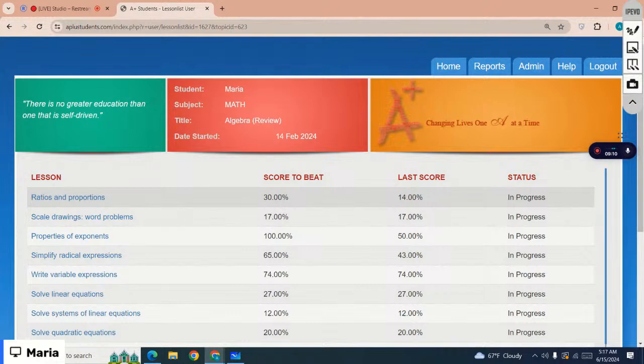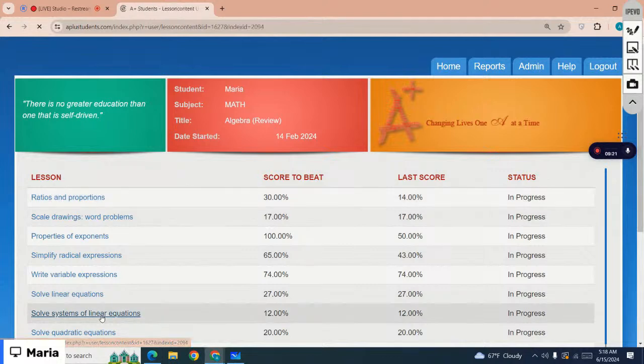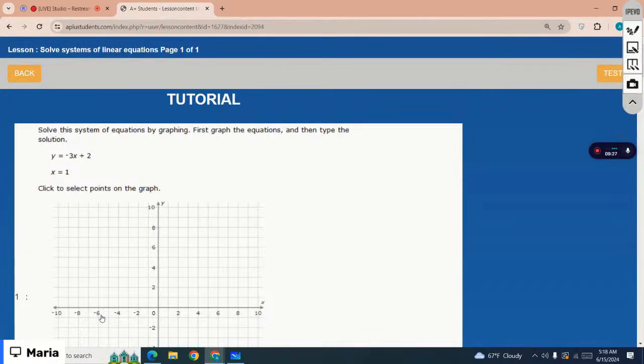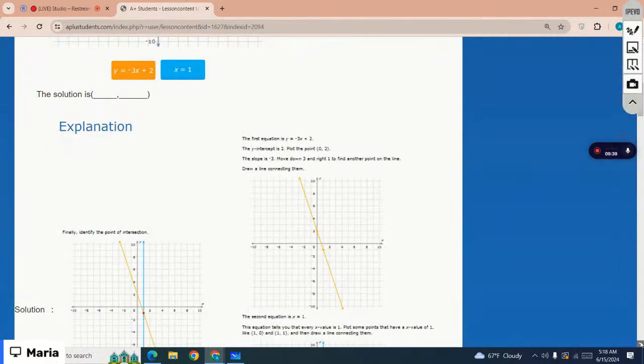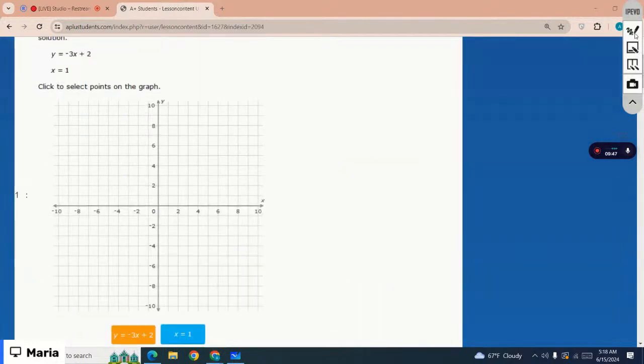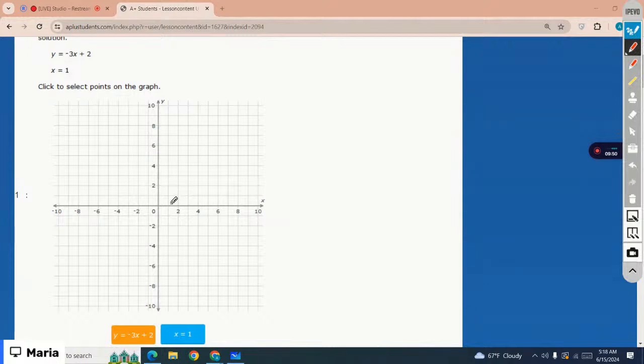Okay, the next lesson is solve system of linear equations. Solve this system of equations by graphing. First graph the equations and then type the solution. So you have to graph the equations, right? You have to find the y-intercept and the slope. The second equation is x equals 1, right? So here is x equals 1.